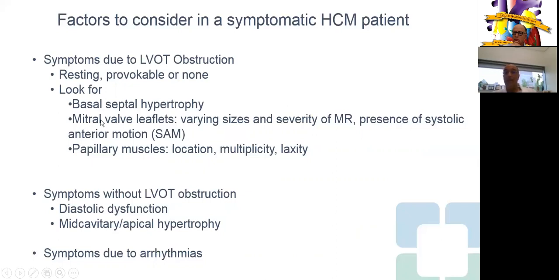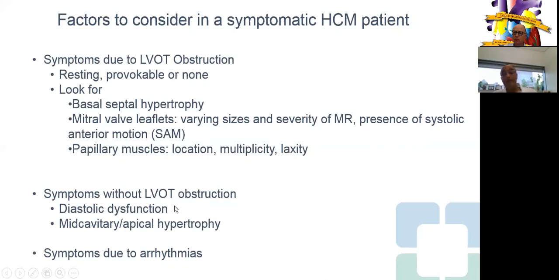Obviously, basal septal hypertrophy. You have to look at the mitral valve leaflets, because if your leaflets are long, they could add to the systolic anterior motion. And as I showed you in the case, papillary muscles, where are they located? Are they multiple, lax? Are they undermining the mitral leaflet, causing outflow tract obstruction with SAM?